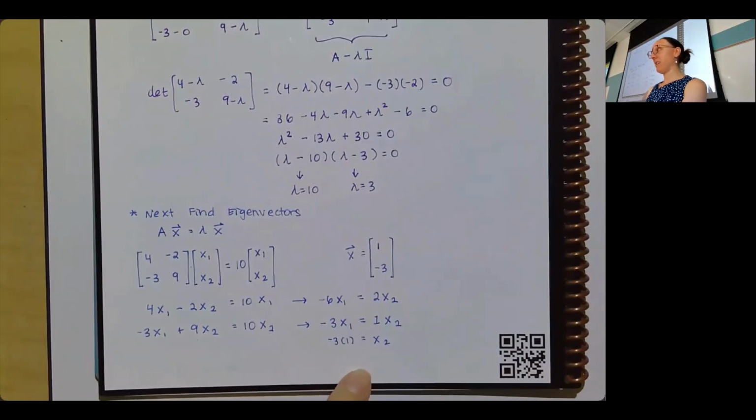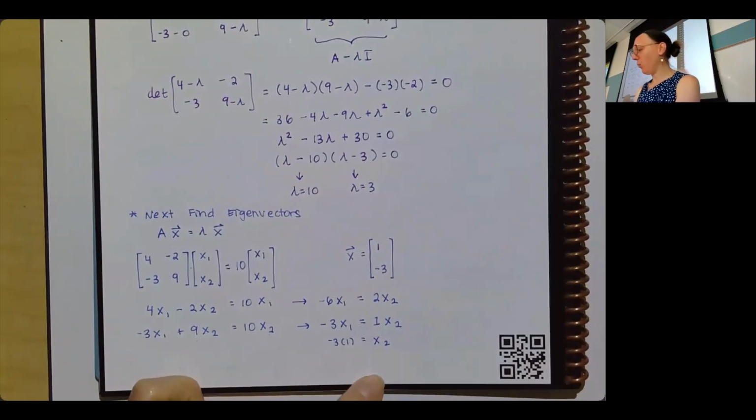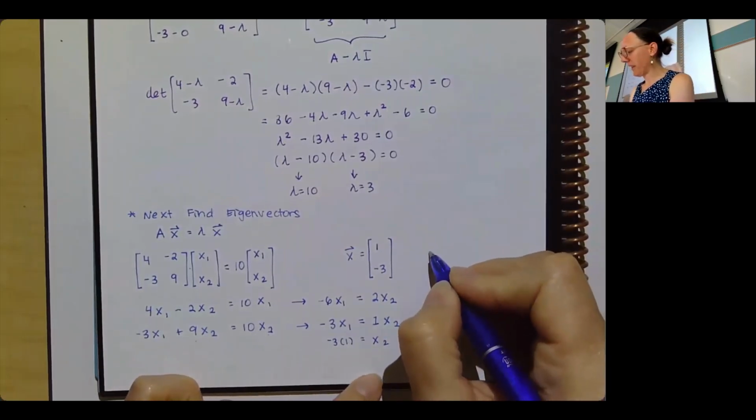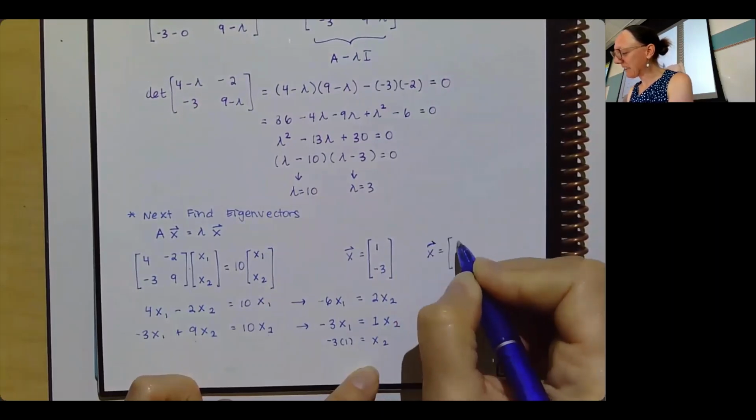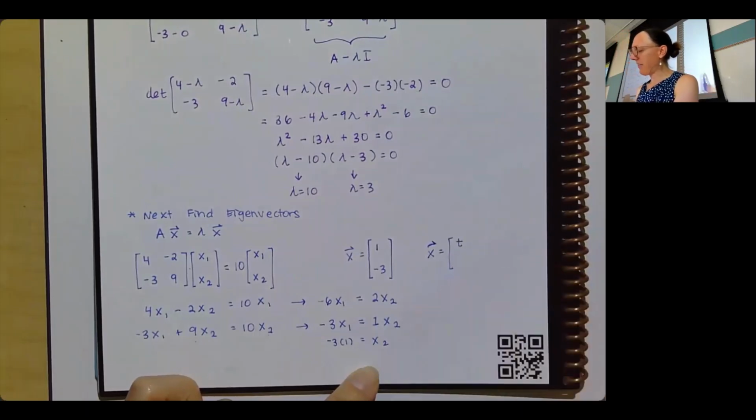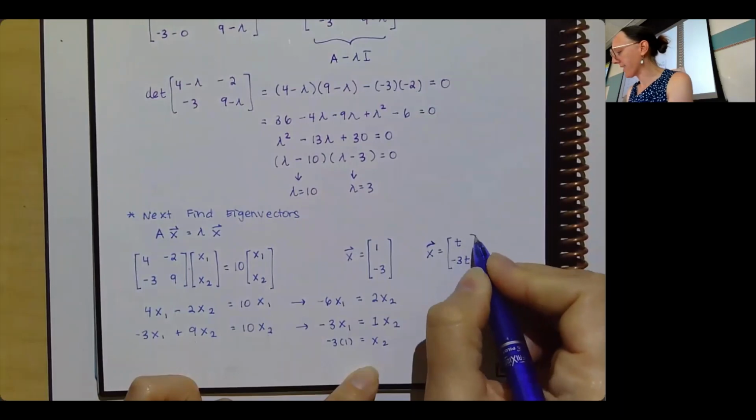So sometimes we would write this vector as saying, choose a constant for x1, and then x2 would be -3 times that constant.